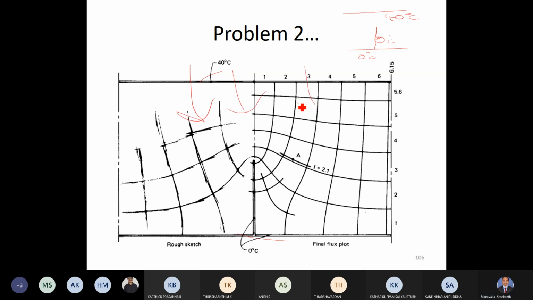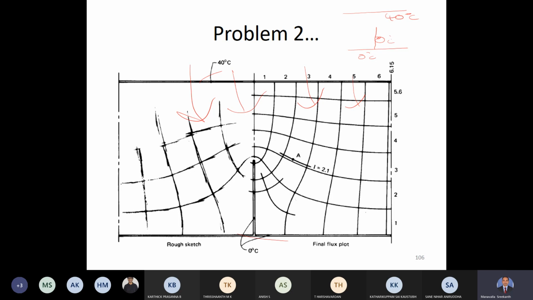Unfortunately there is a rib here, therefore it may not be exactly a vertical line, it may be a curved line. So we will have to take care of that. This particular geometry has been given to an expert and he has prepared the flux plot. So your job is not to prepare the flux plot. The flux plot is already available.